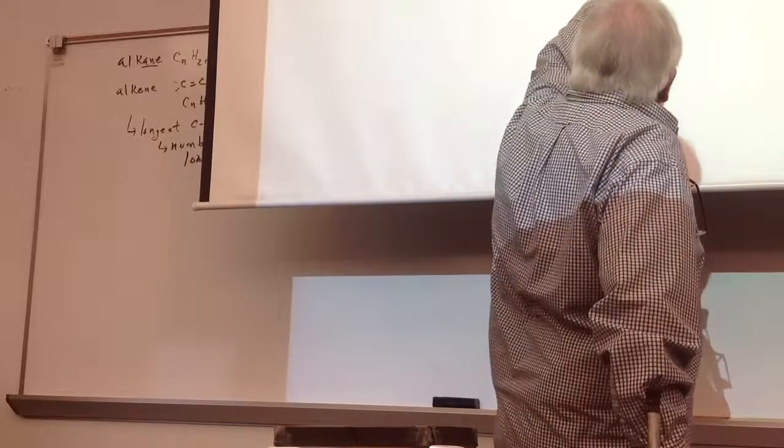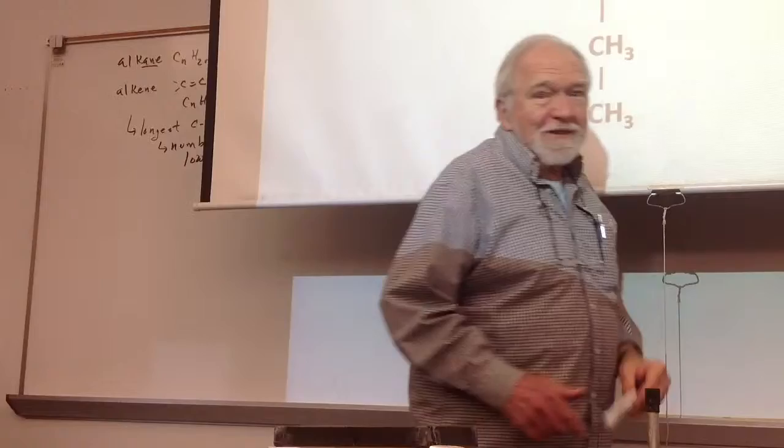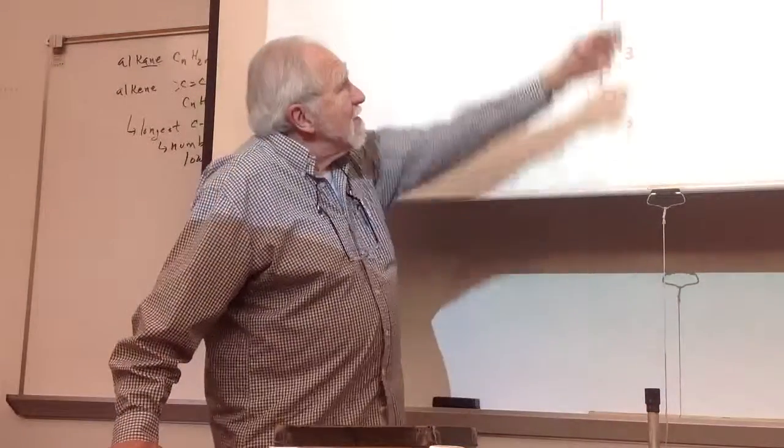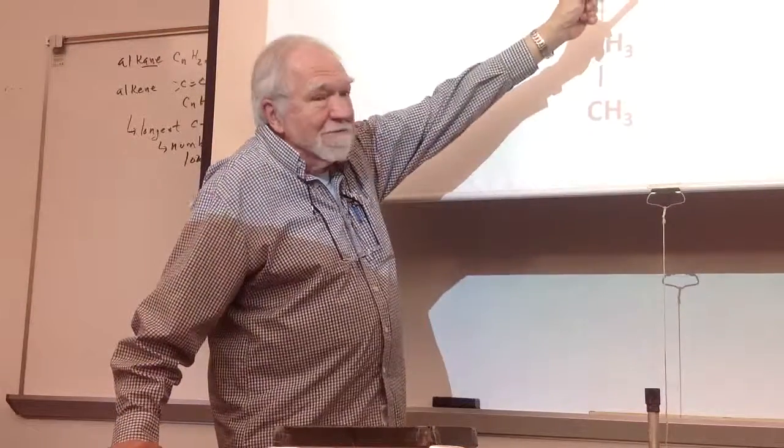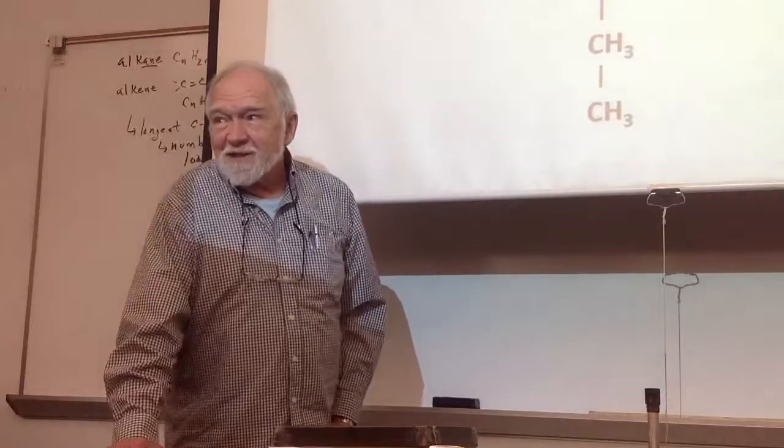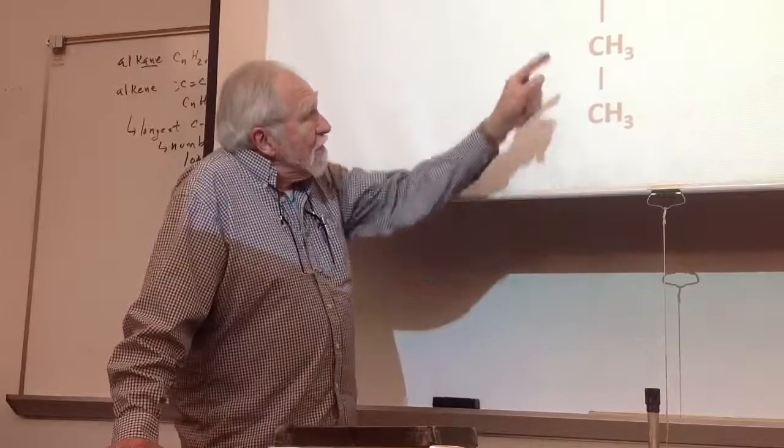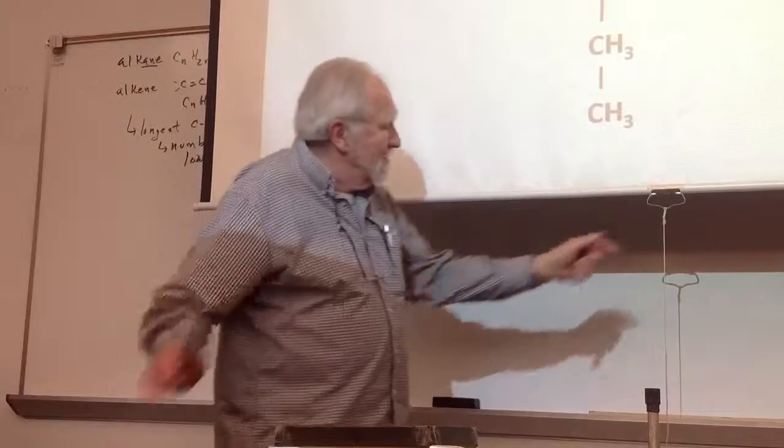If I go this way, it's 1, 2. This is 3, 3. 4, 5. 3, 3, 5 adds up to 11. So we start numbering from up there because you want the lower set of numbers. So it would be 3,3-dimethyl.